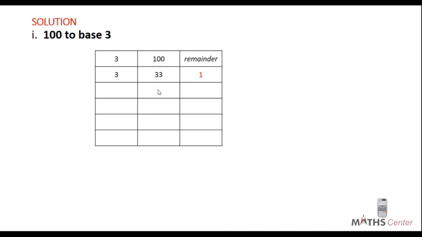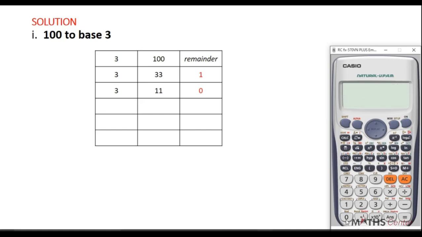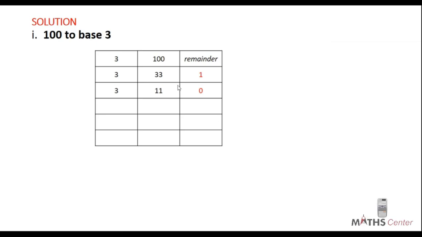So we do the same thing again. We divide 33 by 3. If you divide 33 by 3, you are going to have 11. You see, if you divide 33 by 3 on your calculator here, you are having 11. This time there is no decimal point, which means that the remainder will be 0. So if you divide 33 by 3, you are getting 11. Then the remainder is 0.